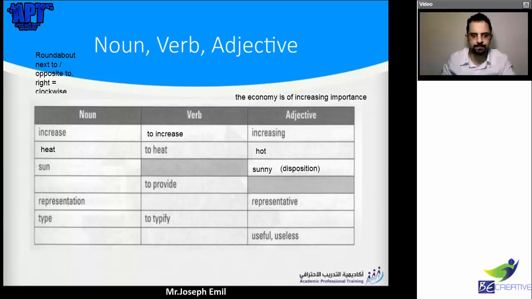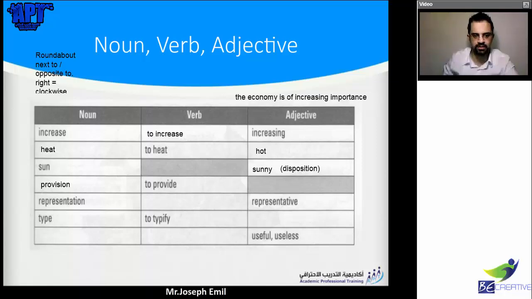To provide, the noun here are provisions. Just one provision here without S. Right? Provisions are the items that are provided to the people. All right? And there is no adjective.